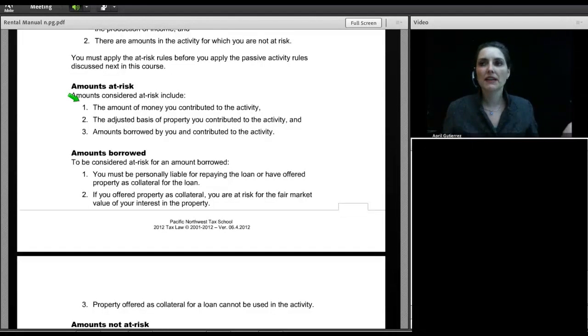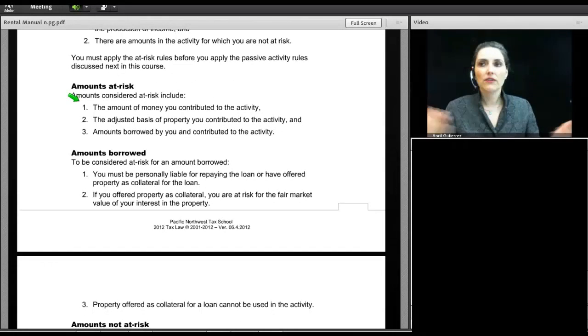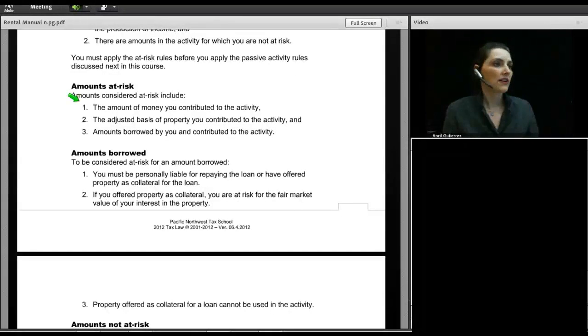Assuming you put no other money in the business, how much are you at risk for? $100,000. Now, how do you become less at risk? Well, you become less at risk as over time you claim deductions against that cost. So if that business generates a $100,000 loss and you claim that loss on your tax return, you are now no longer at risk because you've recovered that cost through losses claimed on your tax return.